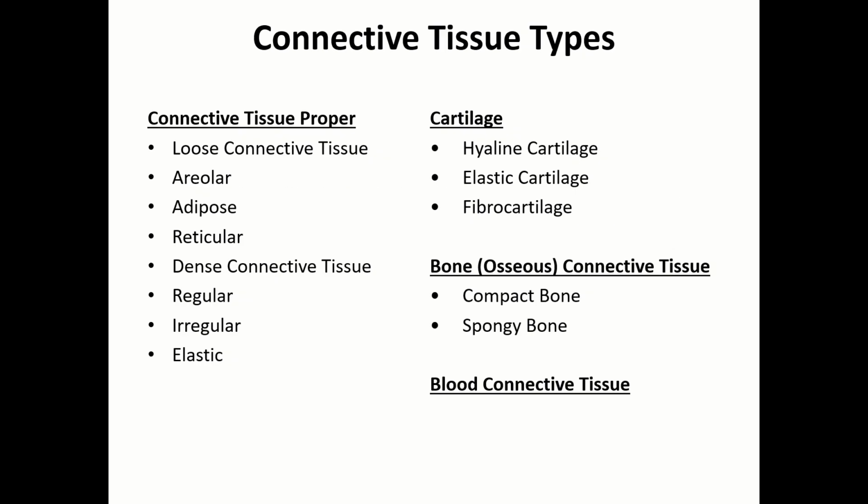When you look at connective tissue, you'll see different categories here. Within connective tissue proper, you see loose groupings of loose areolar, loose adipose, and loose reticular connective tissues. You'll also see dense connective tissues that are broken down into dense regular connective tissue, dense irregular connective tissue, and what's known as elastic tissue. Another group is known as cartilage. You'll look at hyaline cartilage, elastic cartilage, and fibrocartilage before moving on to bone connective tissue, which is going to include compact bone and spongy bone. Finally, you'll end with blood connective tissue.